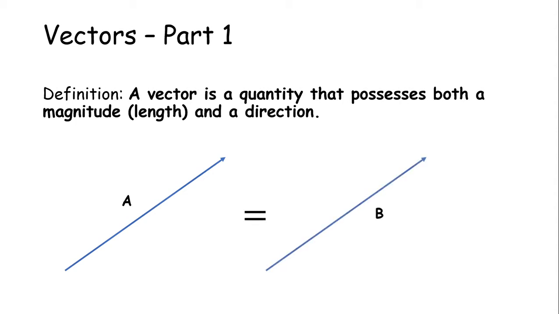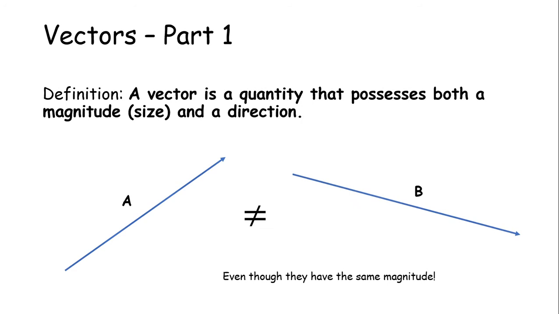So what can we say about vectors? First of all, any two vectors are equal if and only if both their magnitudes and their directions are equal. For instance, in this case, the vector A and the vector B are equal to one another because they have the same length and the same direction. However, the vectors in this picture are not equal because even though A and B still have the same magnitude, B points in a different direction.